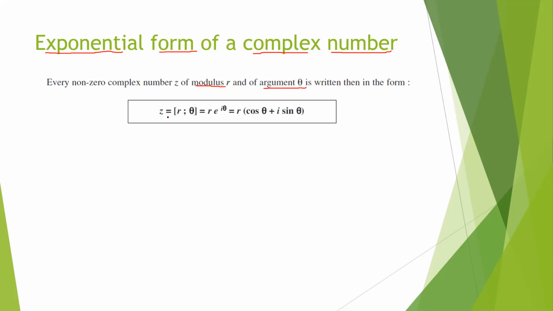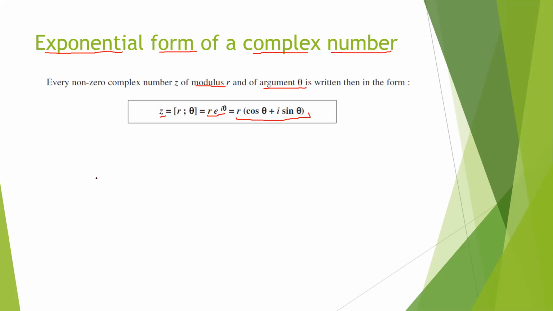So Z equals R e^(i theta) is called the exponential form of the complex number. This one is called the trigonometric form of a complex number. This is called the exponential form, R e^(i theta). E is E, we leave it E, E exponential. I is the complex number.